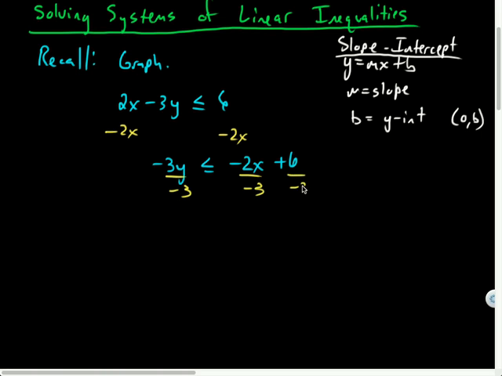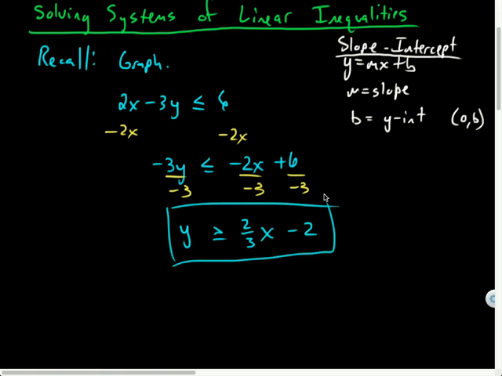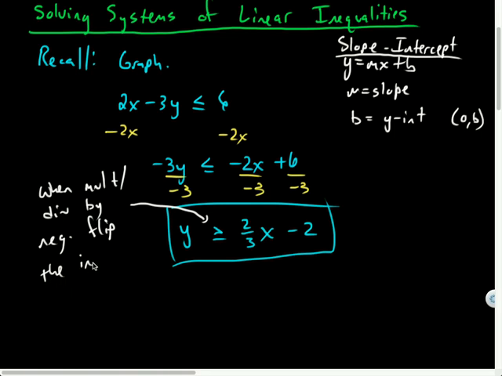First thing we have to remember here about inequalities is that when you multiply or divide by a negative, what happens? Correct. We have to flip the inequality. So instead of a less than or equal, it's going to be a greater than or equal. Now this is in slope-intercept form. Let's make a little note to ourselves: when multiplying or dividing by a negative, flip the inequality. And that's every time.